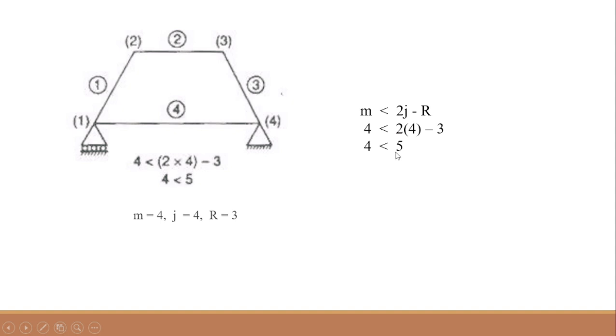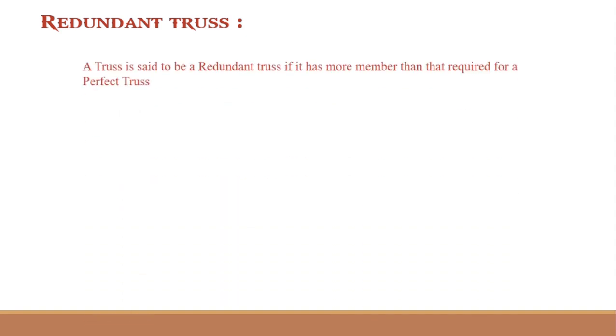When the members are fewer than 2j minus r, it is called an imperfect or deficient truss. If it is less, it is called a deficient truss. If it is more, then what do we call it? We will see next. The next one is the redundant truss. What is a redundant truss? A truss is said to be redundant if it has more members than required for a perfect truss. So a deficient truss has fewer members, and a redundant truss has more members than required.